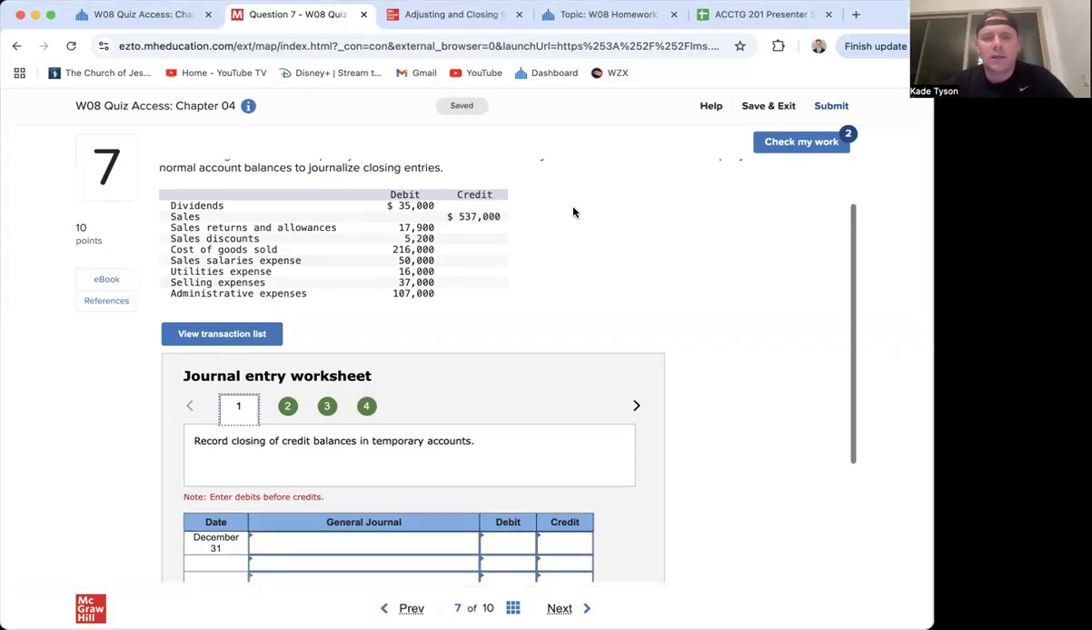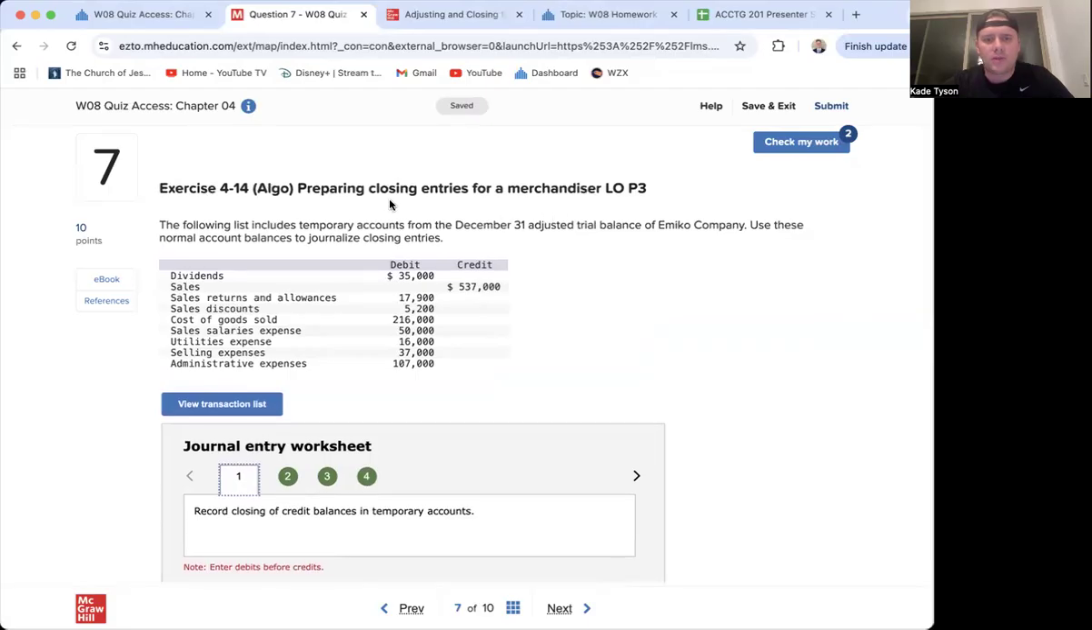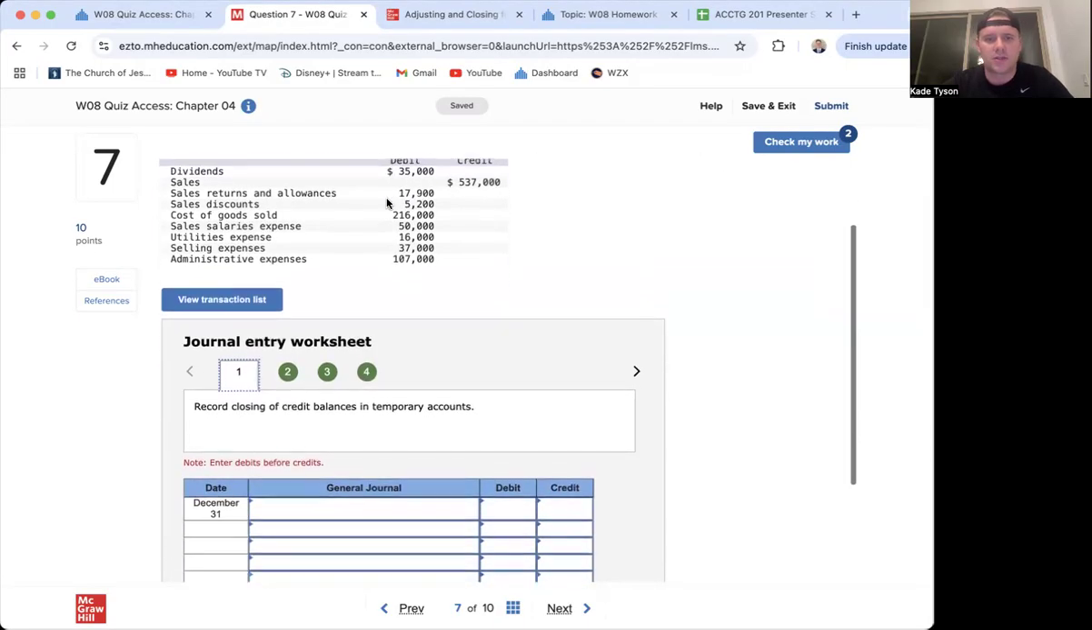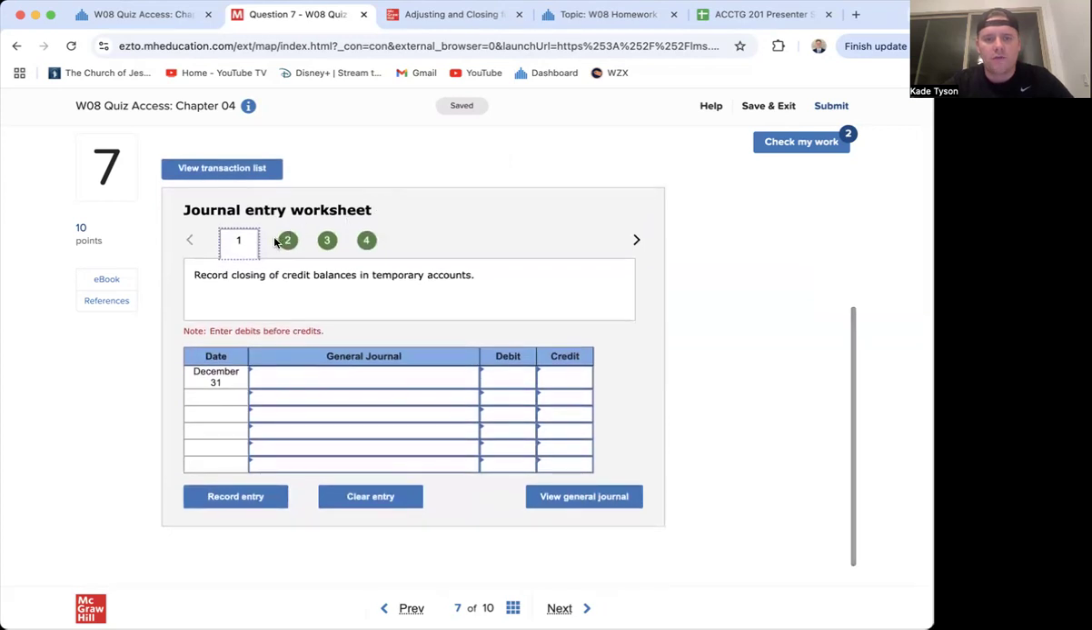Chapter 4, and we are going to be preparing closing entries for a merchandiser. It says the following list includes temporary accounts from the December 31st adjusted trial balance of Emico Company. Use these normal account balances to journalize closing entries. So we've got 4 parts to this that we're going to be looking at. And the nice thing is the question here outlines the 4 steps that we're going to be doing.